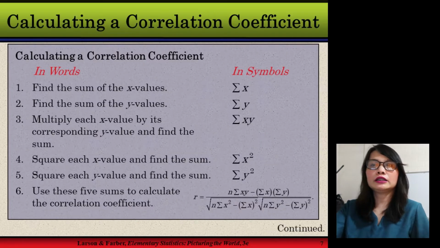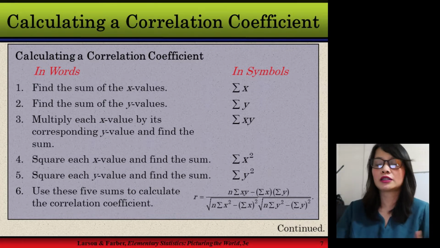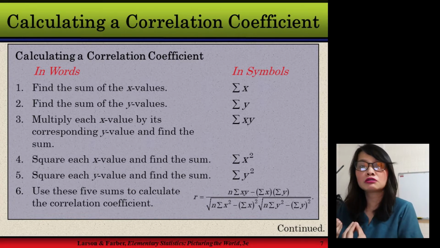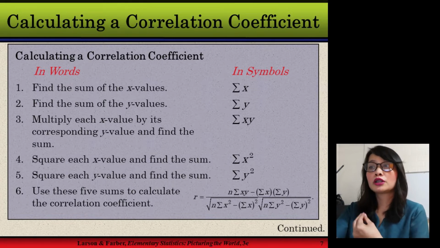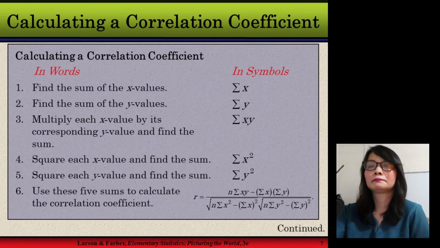So how do we calculate a correlation coefficient? These are the steps and the symbols. Number 1, find the sum of x values, meaning the summation of x. Number 2, find the sum of y values, meaning summation of y. Number 3, multiply each x value by its corresponding y value and find the summation of the product of x and y. Number 4, square each x value and find the sum, the symbol of which is summation of x squared. Number 5, square each y value and find the sum. In symbols, we call it summation of y squared. Use these 5 sums to calculate the correlation coefficient.